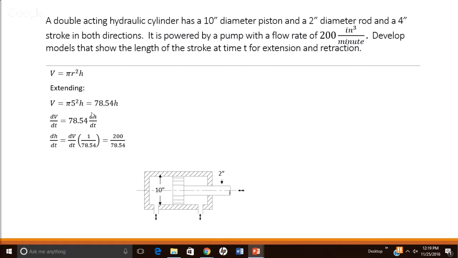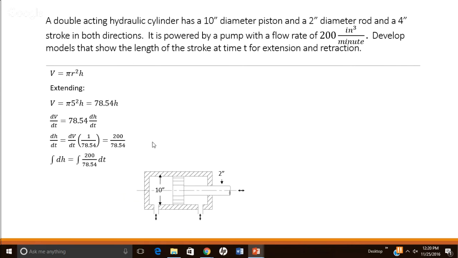Isolate it and solve it for the derivative we're looking for, which is the rate of change of the stroke with respect to time. And it comes out as dH/dt is equal to dV/dt divided by 78.54, our constant. And again, we know the rate of change of volume with respect to time. The flow rate is 200 cubic inches per minute. So 200 cubic inches per minute over 78.54. And if you do the math on the units here, you got cubic inches per minute over inches squared. So that does come out as inches per minute.